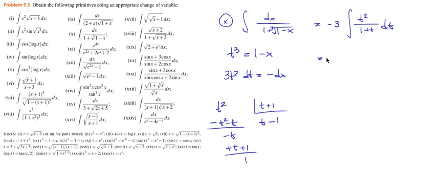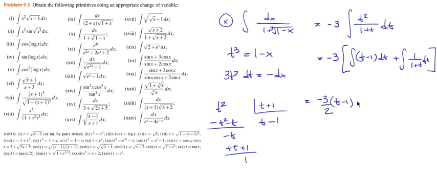Okay, so the result of this is minus 3, and then you have the primitive of t minus 1 dt plus the primitive of 1 over 1 plus t dt. Now the first one is minus 3 over 2 times t minus 1 squared, plus minus 3 times the logarithm of the absolute value of 1 plus t.